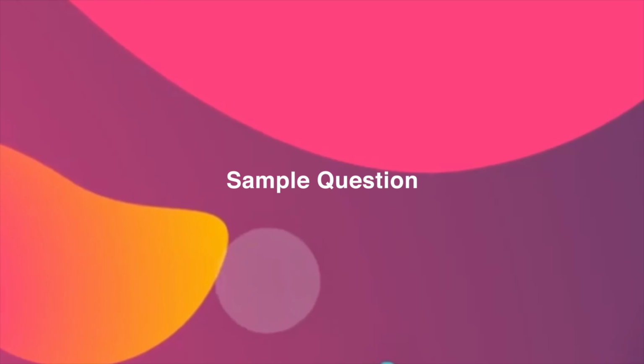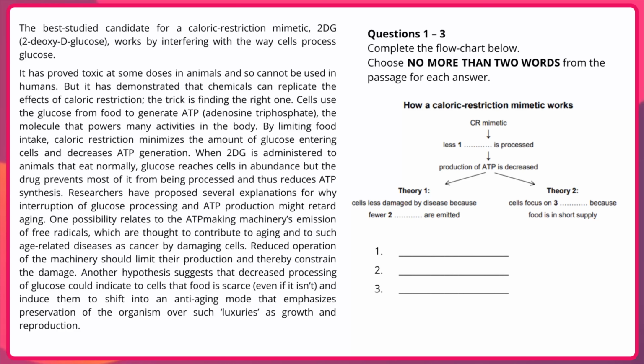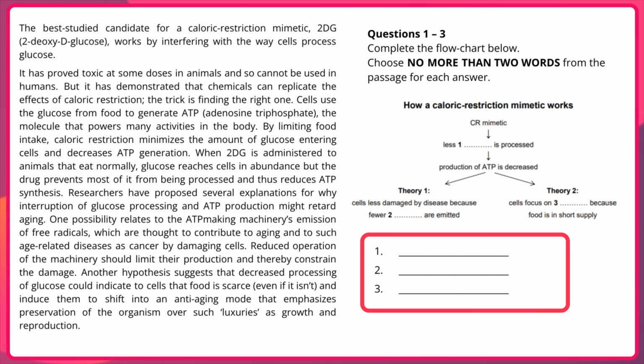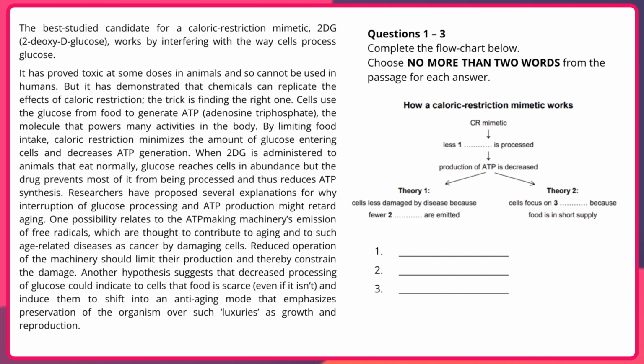Now here is your question task. If you see, there is a very small passage and you only have to answer 3 questions here related to the flowchart given. The instruction says that you have to write no more than 2 words. That means you can write 1 word or you can write 2 words. Read the main heading that is given in the flowchart. It says how a caloric restriction mimetic works.